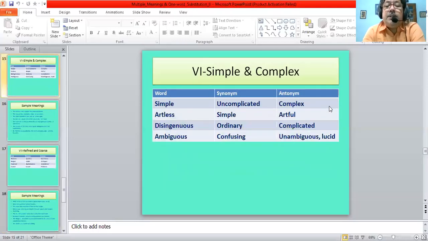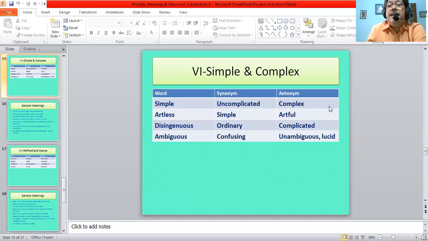Now we shall look at a fresh cluster, simple and complex. Simple has the synonym uncomplicated and the antonym is complex. Artless has the synonym simple and the antonym is artful. Disingenuous has the synonym ordinary and the antonym is complicated. Ambiguous has the synonym confusing and the antonym is unambiguous or lucid.